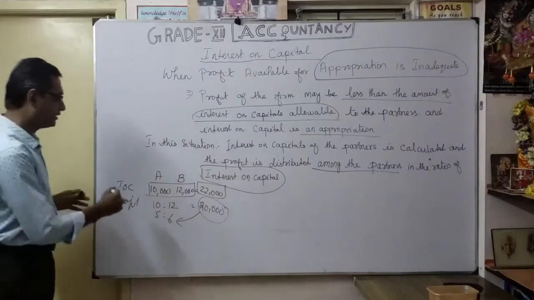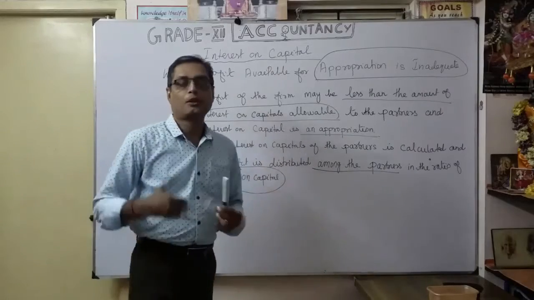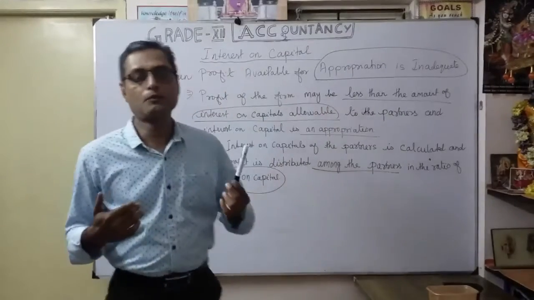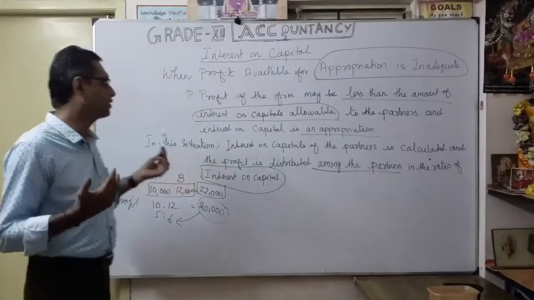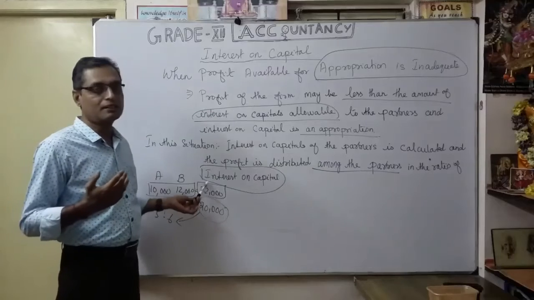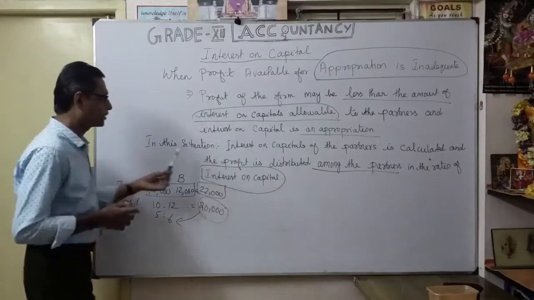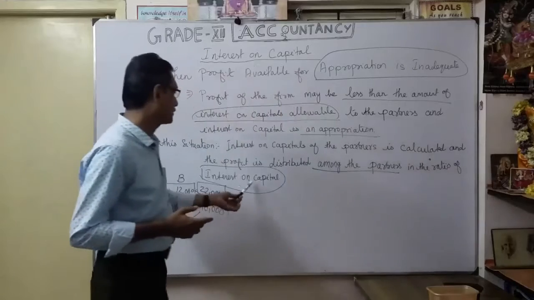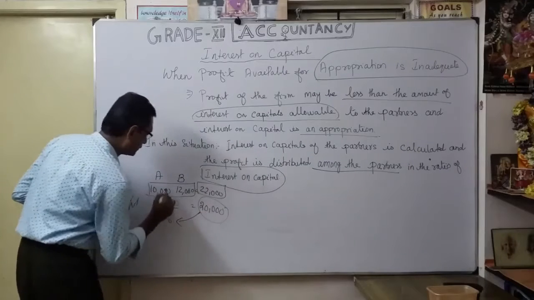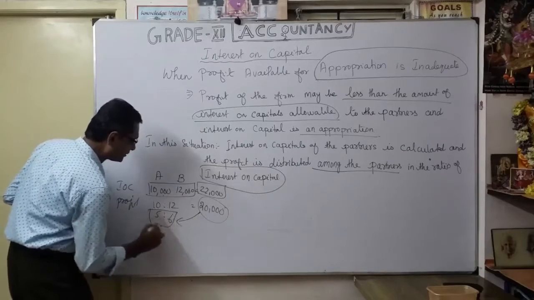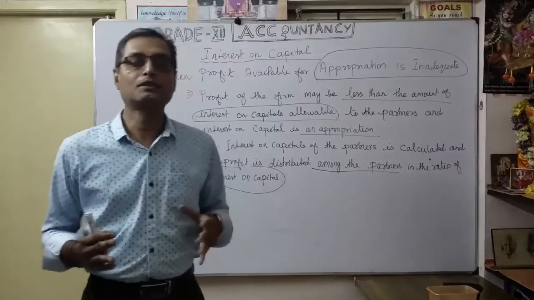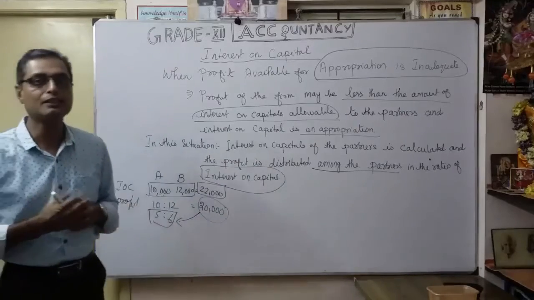Likewise, whenever the profit available is less and the appropriation is more, suppose the profit is less than the interest on capital, we are going to distribute it in the ratio of interest on capital. So even though interest is 22,000 and the profit is only 20,000, you distribute between A and B according to the interest on capital ratio. Understood? Likewise, we are going to discuss one problem, and based upon that you can easily understand. Now let's see the illustration.